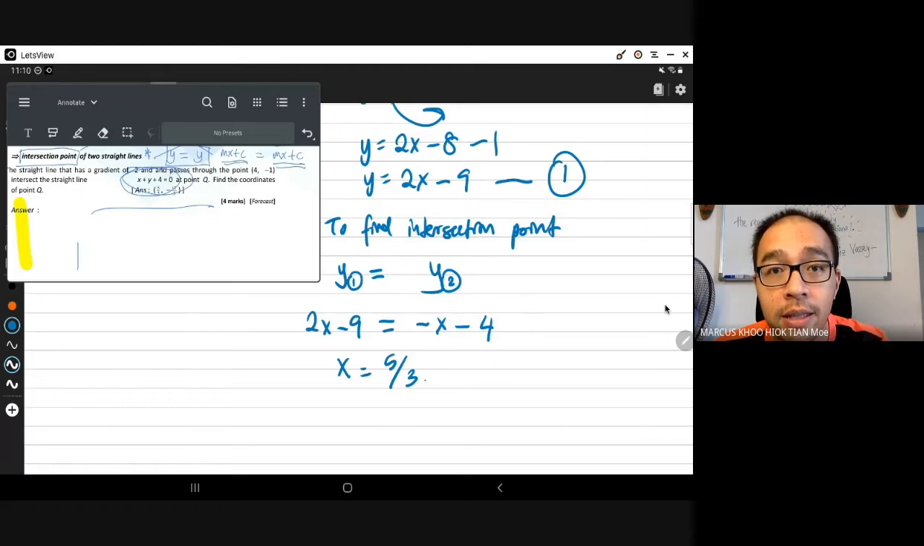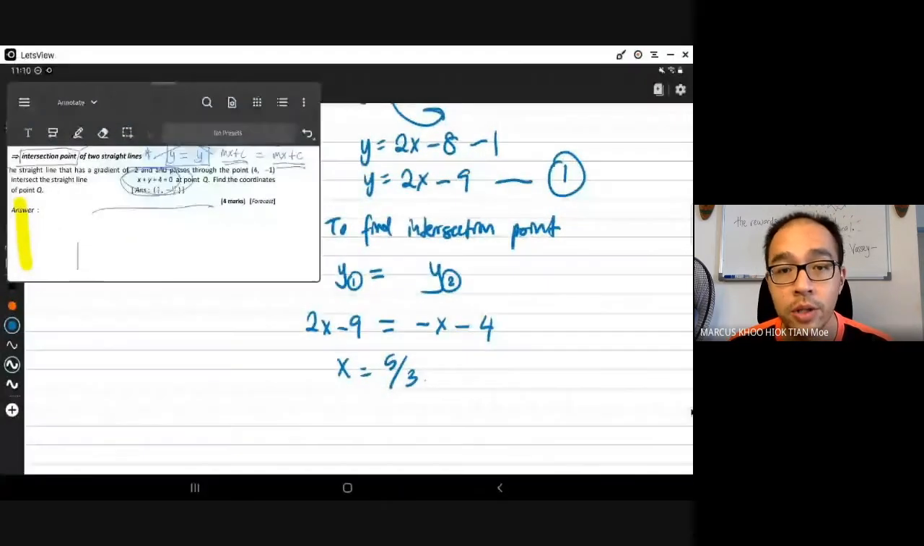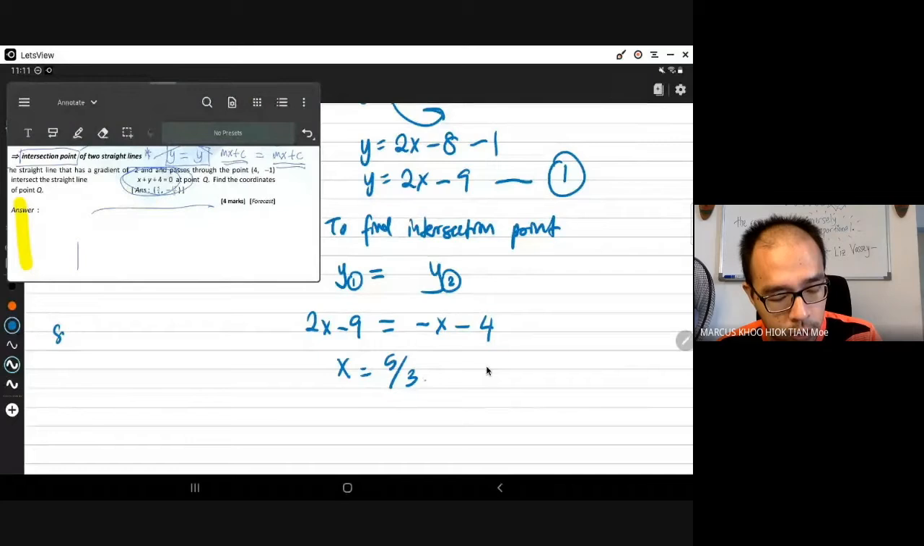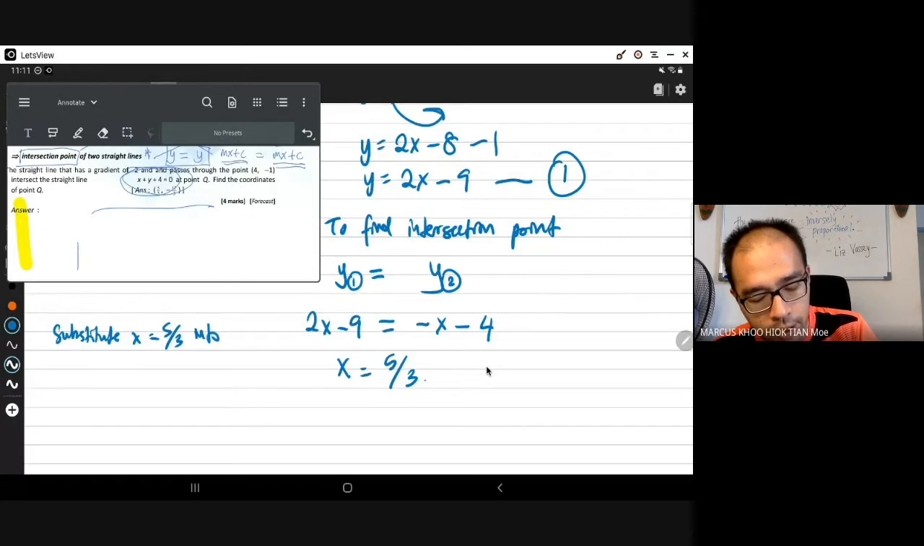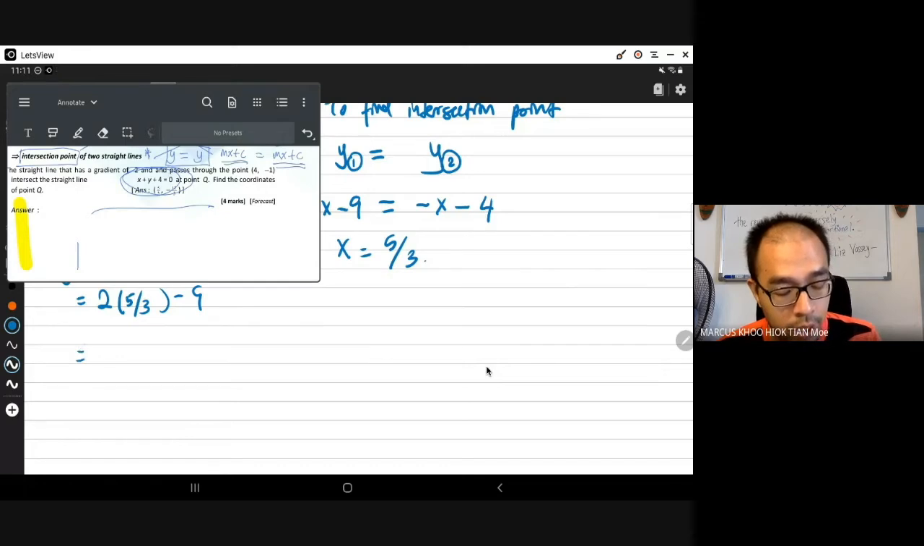So how do we find the value of y? We find the value of y by substituting the x into whichever y you want. You can substitute it into the first y or the second y. Let's say I substitute into the first y. So substitute x equals to 5/3 into the first y, y equals to 2x minus 9. y equals to 2 times 5 over 3 minus 9. You calculate this in your calculator, you should be able to get negative 17 over 3.